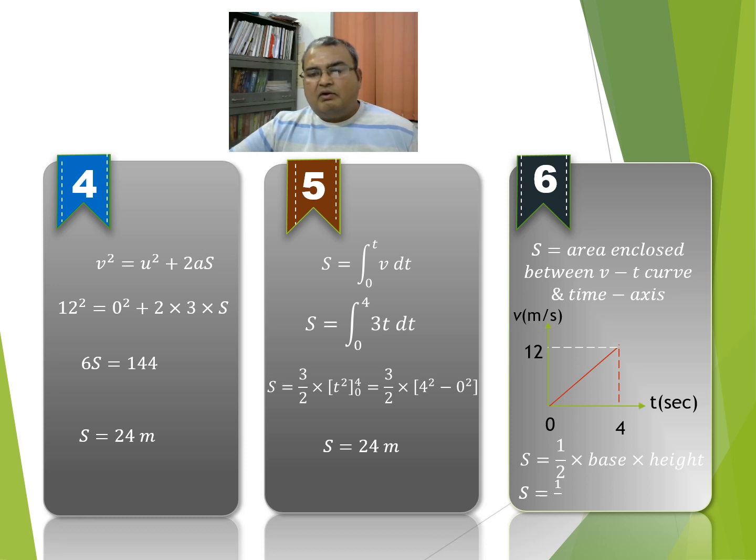Now the area enclosed we have to find. The area of the triangle, as you know, is equal to half base into height. Base is 4 and height is 12. Just put it in: half multiplied by 4 multiplied by 12. You are again getting 24 meter.